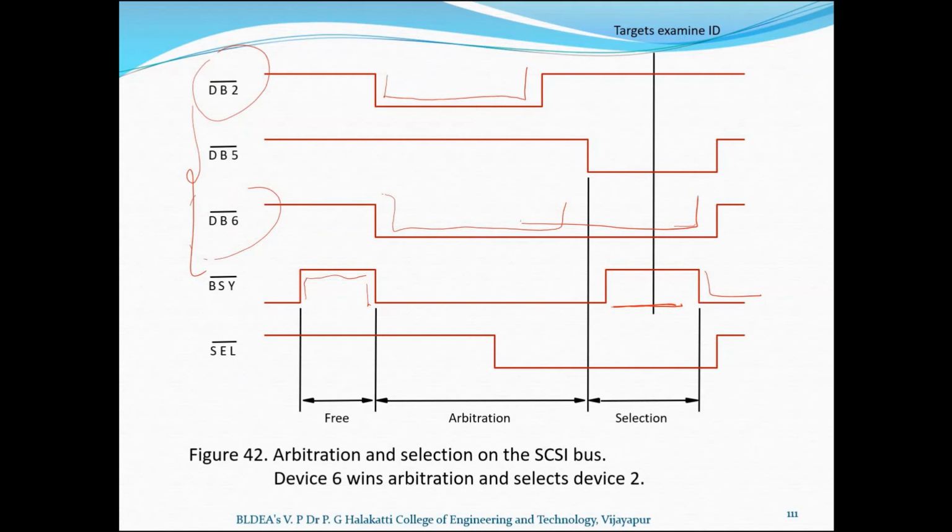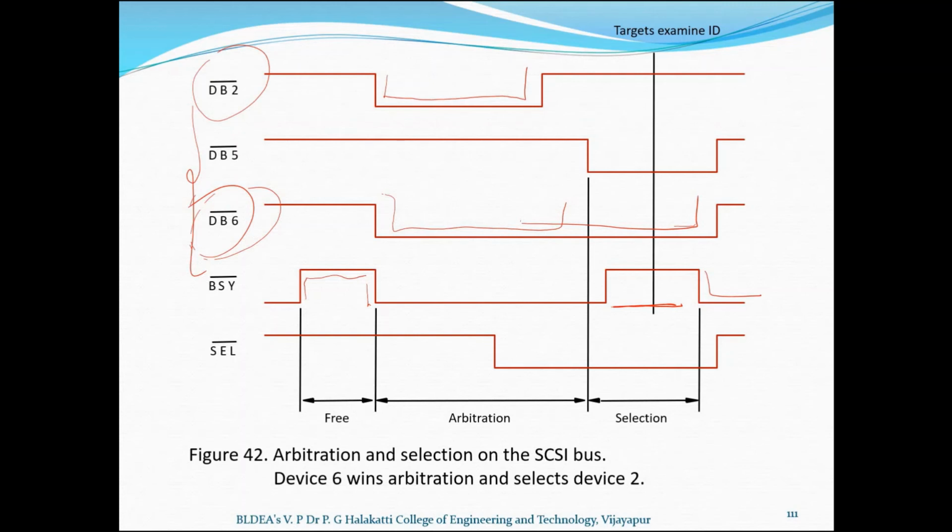It will also place its address on the line DB6. It indicates that it wants to select controller 5 by asserting the SEL and DB5 lines. After placing the address of the target controller on the bus, the initiator releases the bus busy line.